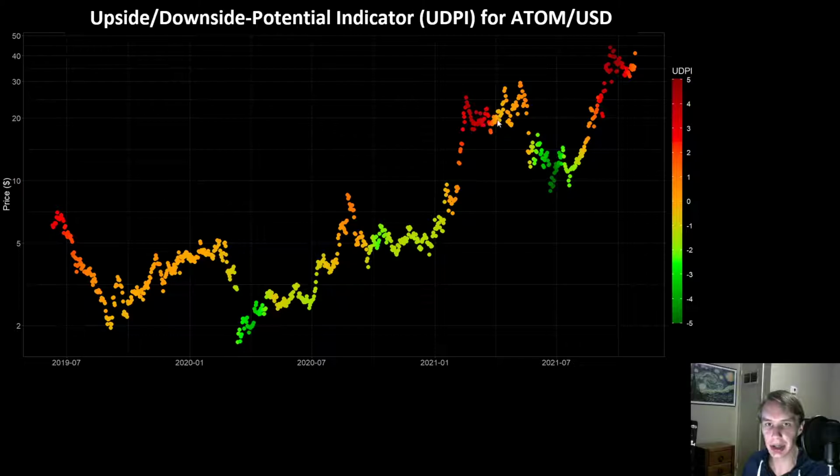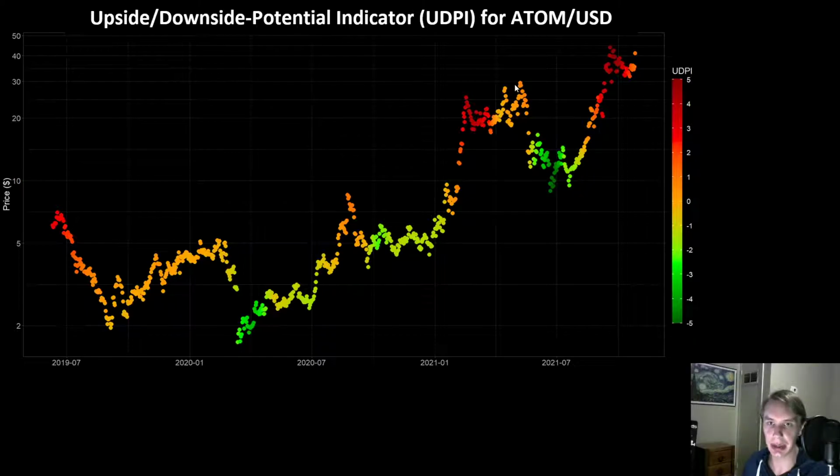Then as time went on, as we built up support in this range, the UDPI learned from that and said, okay, maybe Atom now has a little bit more upside potential it could start realizing, so it starts moving off of that deep red. And sure enough, we got a little bit more move to the upside.